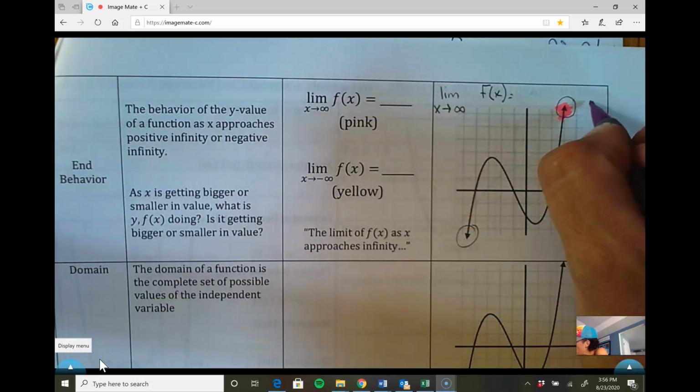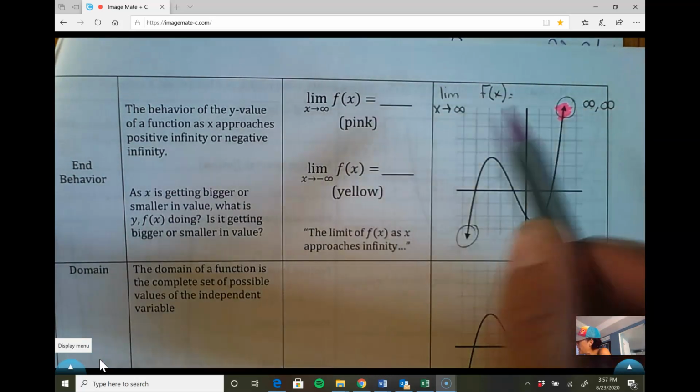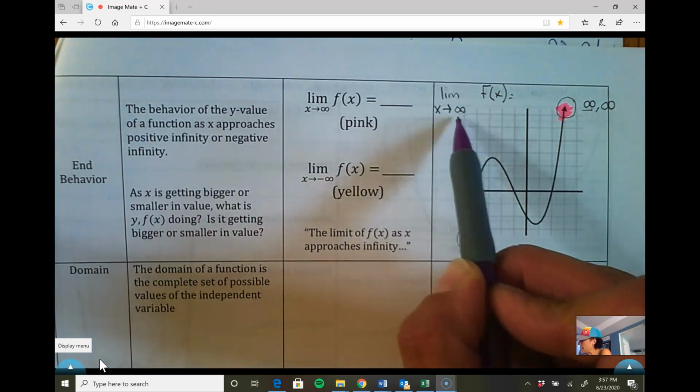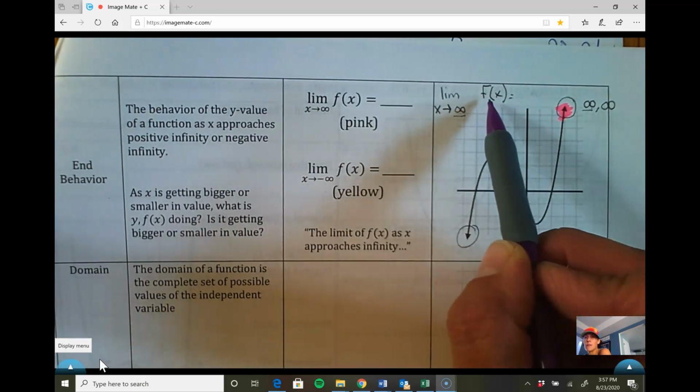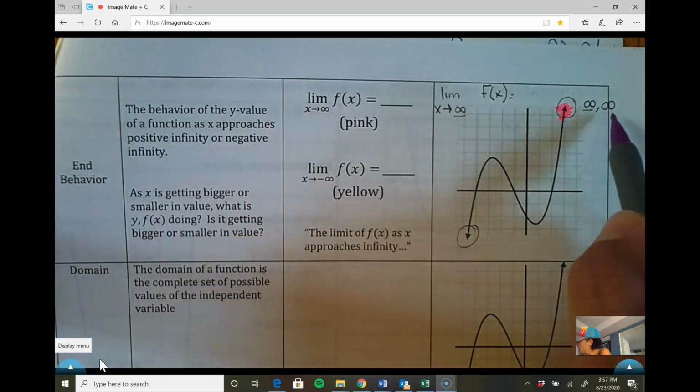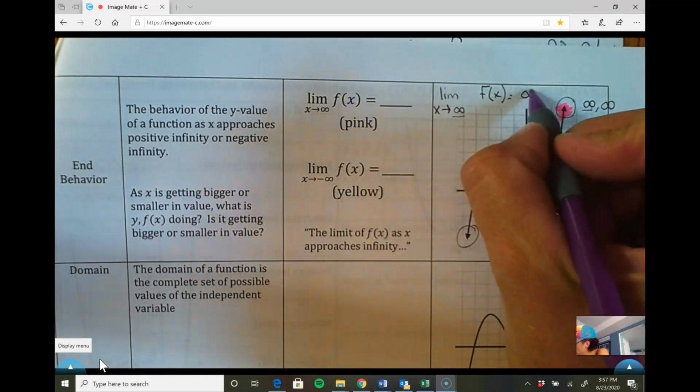So remember, we had said, x is getting bigger since it's going to the right, and y is getting bigger since it's going up. So I've kind of already addressed this as x is getting bigger. What I want to write is, well, what's y doing? What's f of x doing? And so this is what I would write.